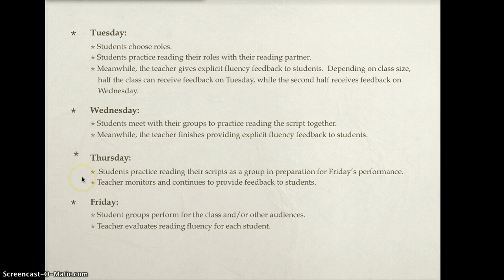On Thursday, the students might practice reading their scripts as a group again, and really this time they're polishing it because they're going to be preparing for Friday's performance, which would be the next day. And the teacher, of course, is still monitoring and still giving feedback to students. And if it were me, I'd probably be giving extra attention to those kids that I'd given feedback to on Tuesday and Wednesday, and I want to see on Thursday, are they actually implementing some of those ideas? Are they changing their reading? Do they need support with anything?